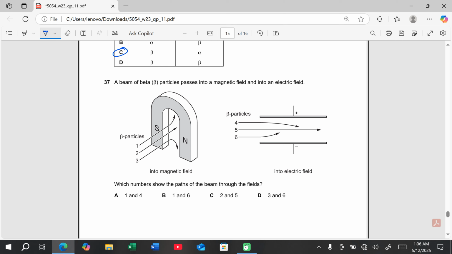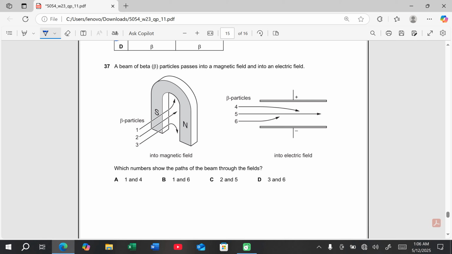In question 37 it says a beta particle passes through a magnetic field and then an electric field. Which number shows the path of the beam through the fields? For beta, for the coil you'll use Fleming's left hand rule. Whenever you use Fleming's left hand rule, it will be going down, 3. For this you can use your Fleming's left hand rule to check, and beta is a negative charge, so it has to always be attracted towards this, so it is 6, so it should be 3 and 6.